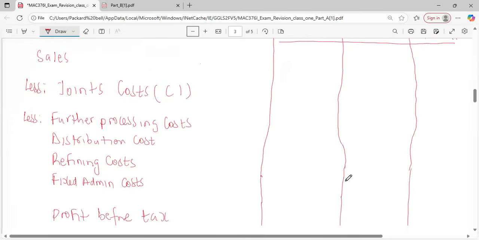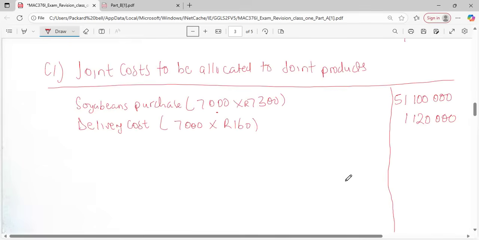So what is important is to understand. That's why you see even in the exam, they give you 30 minutes to read the question paper, like 15 to 30 minutes.